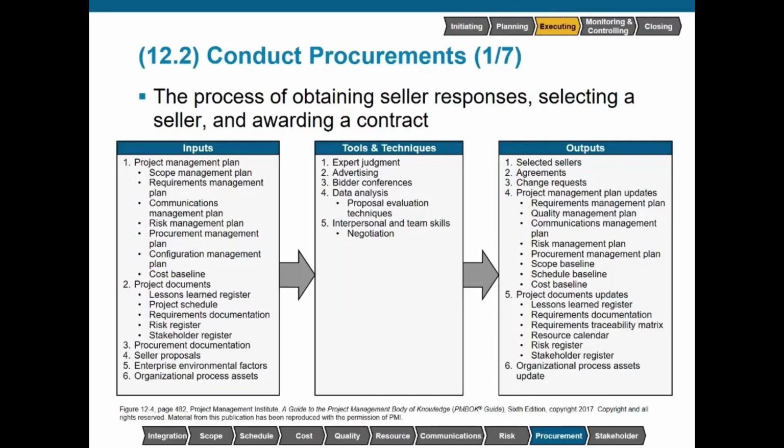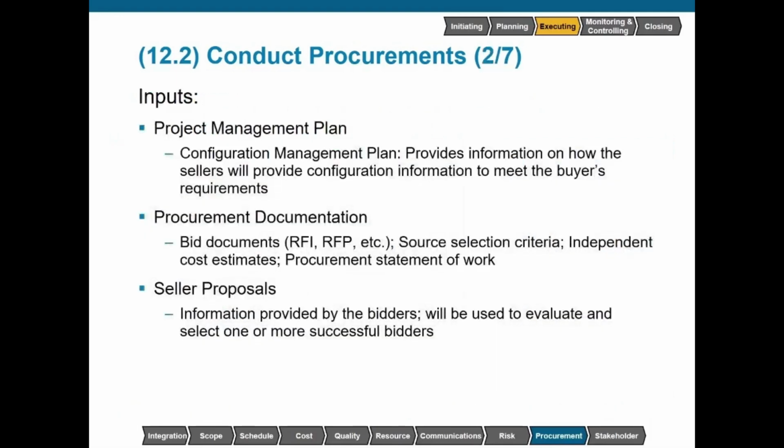Conduct procurements. This is a process of obtaining seller responses, selecting a seller, and awarding a contract. Inputs to this process include the project management plan, specifically the configuration management plan. If our project has items that are configurable and the seller will interact with them in some type of way, then we need to look at the information on how the sellers will provide configuration information to meet our requirements.